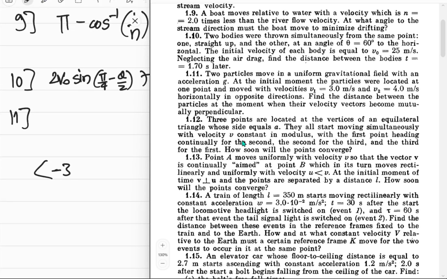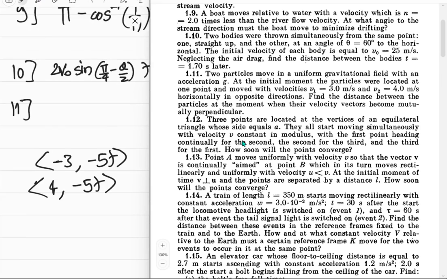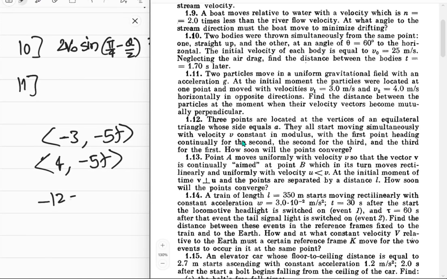So g upon 2, that's just 5. So negative 3 and then negative 5t. That's this guy's velocity. Another guy just has 4 comma negative 5t. And what we want is that their dot product should be 0. So negative 12 plus 25t squared equals 0, so 12 is equal to 25t squared.